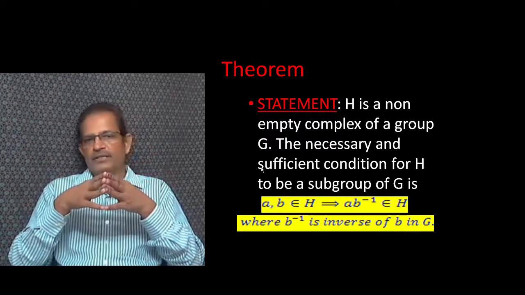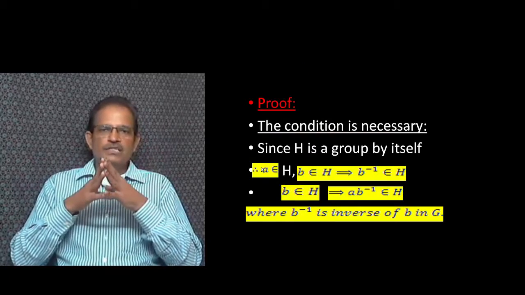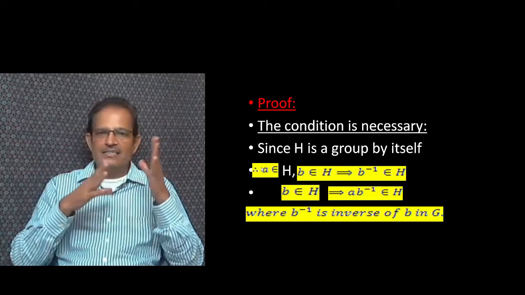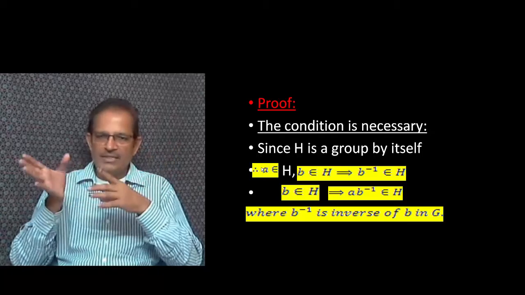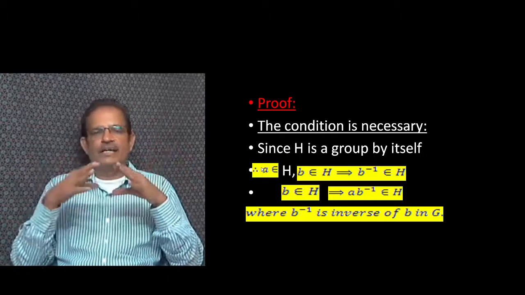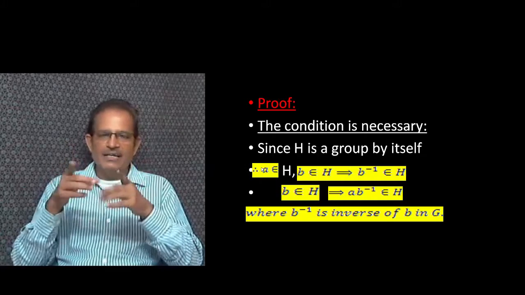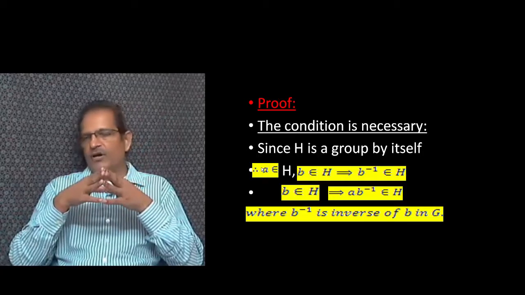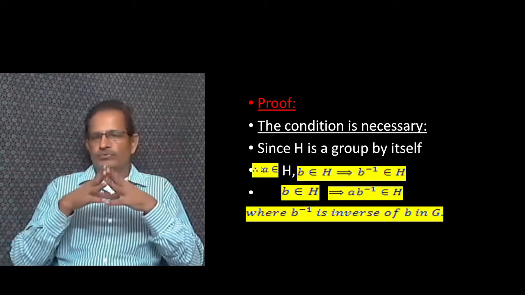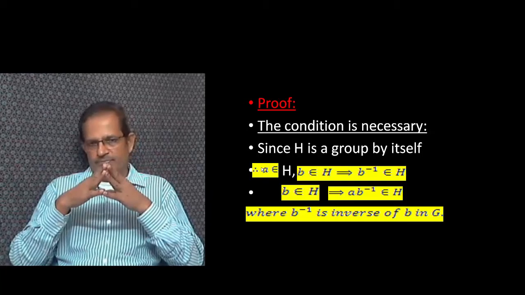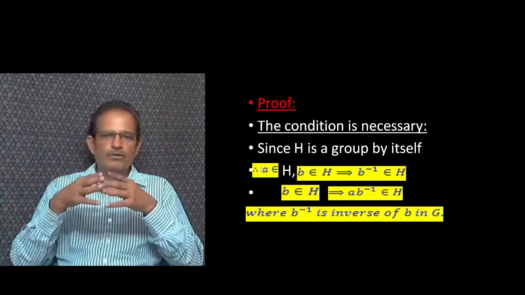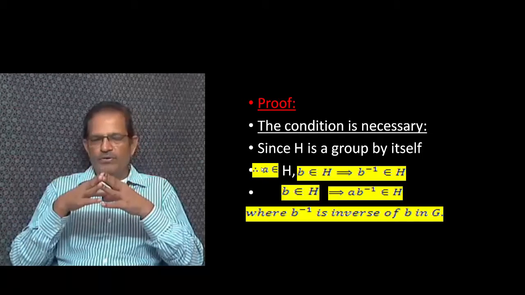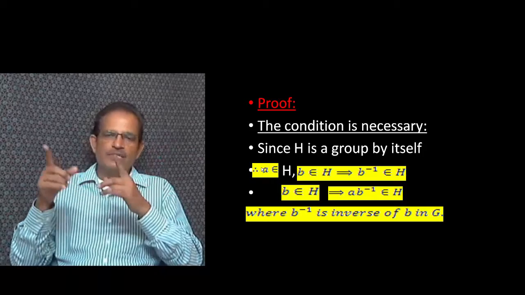Okay, this is a very important thing. So we prove this as usual. This is a necessary and sufficient condition, so first we prove the necessary condition, then we prove the sufficient condition. The condition is necessary. Since G is a group and H is a subgroup, H is a group by itself. So a subgroup itself is a group. A belongs to H, B belongs to H implies B inverse belongs to H, because H is a group; when B is in H, B inverse is also in H.